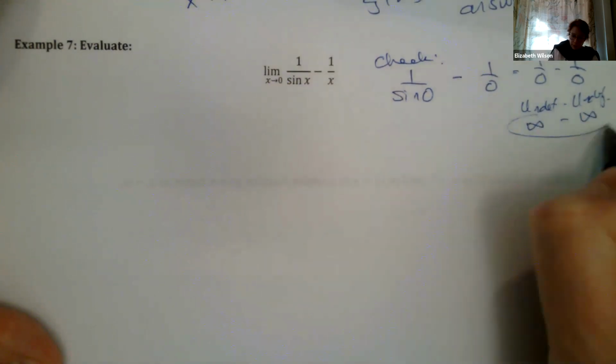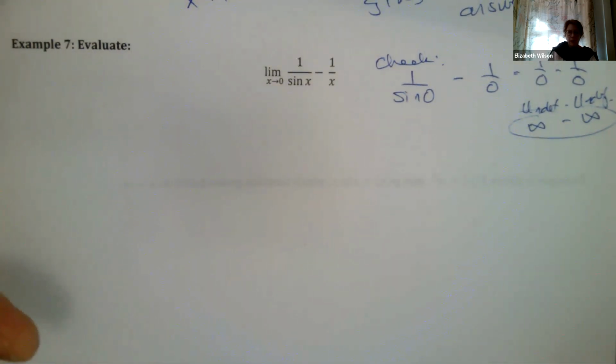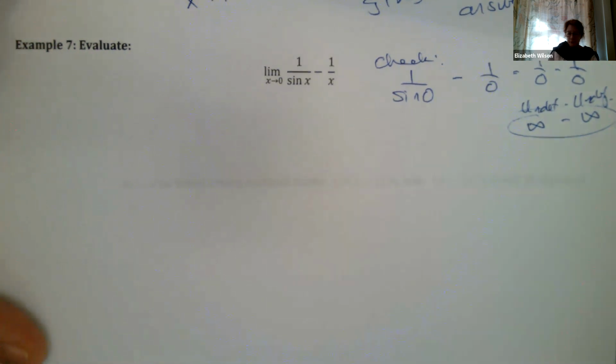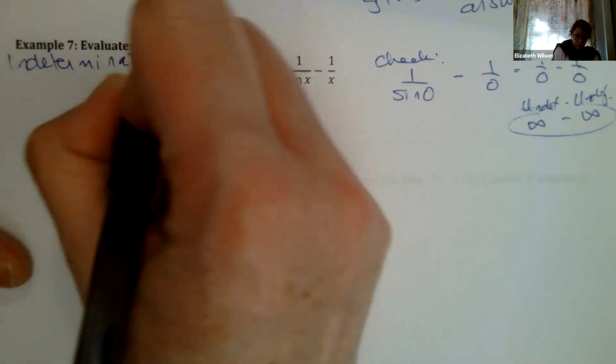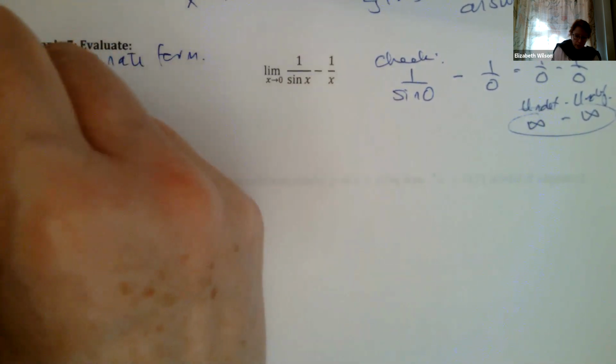So it's an indeterminate form, but it's in a funny form, right? We talked about indeterminate forms as being like infinity over infinity, but if I'm dealing with infinity minus infinity, that's also an indeterminate form. So I'm going to use L'Hopital's rule because it's an indeterminate form. So I can use L'Hopital's.